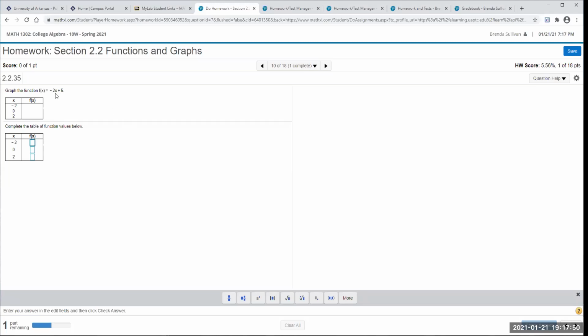-2 times -2 is +4. +4 plus 5 would be positive 9. So I'm going to put a 9 in there.